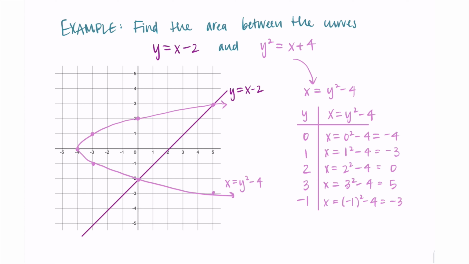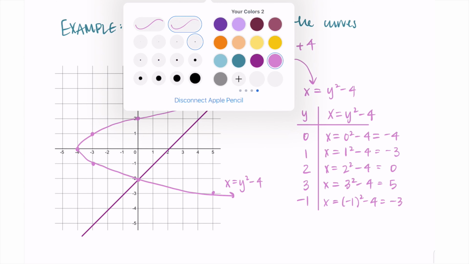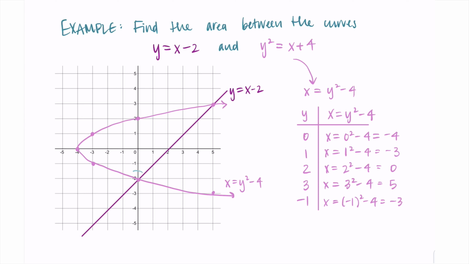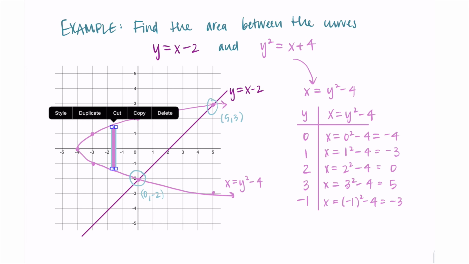Okay, so we're trying to find the area between the curves. I now can see where everything intersects. So I have this point at 0, -2 where they intersect, and at 5, 3. So we're going to be looking at this area in between those points. But remember, the main thing we need to do is find an above function and a below function. So normally what we would do is we'd have this vertical rectangle here.